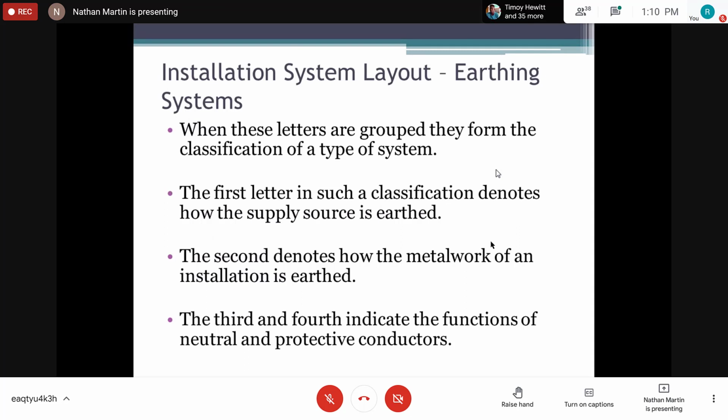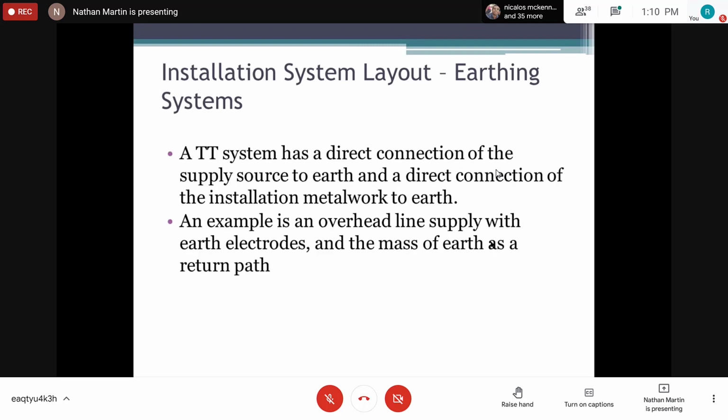The first letter of such a classification denotes how the supply source is earthed, right? So your first letter will tell you what the utility company provides, while the second letter denotes how the metalwork of an installation is earthed, right? That's such as the metal pipes and water pipes and so forth. The third and fourth indicate the functions of the neutral and protective conductor, right? So we look at some examples of these.